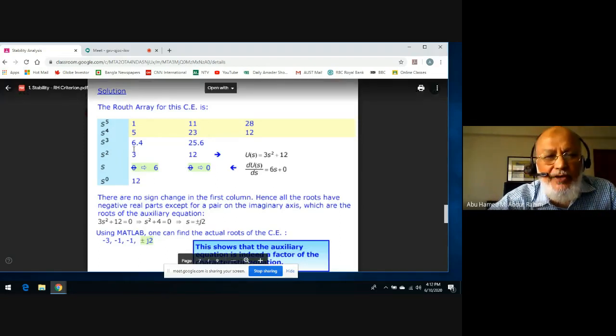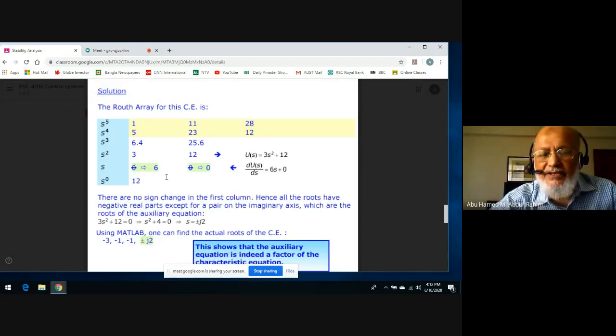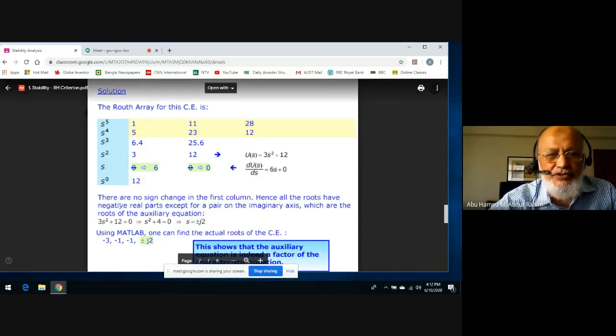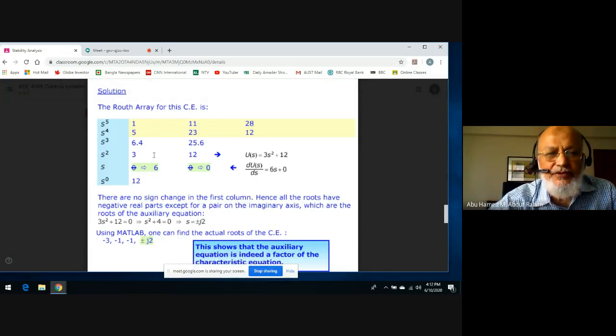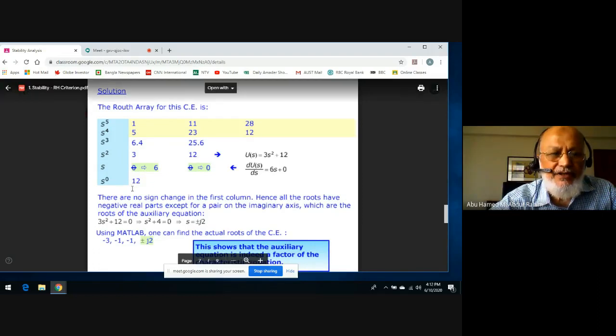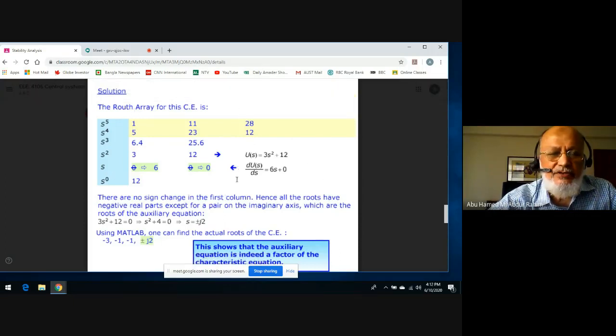So we continue now, the procedure continues. 6 times 12 minus 3 times 0 divided by 6 is going to be 12, and we complete the array. The total array is done with the help of auxiliary equation and so on and so forth.